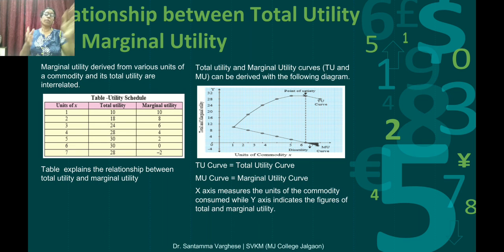Now if you take this separately also, see the total utility, keep it aside and take the units of x: 1, 2, 3, 4, 5, 6, and take the marginal utility: 10, 8, 6, 4, 2, 0, minus 2. Take these 2 parts, then you will see that with the more and more use of one thing, what will happen? The utility diminishes. We know this. Anything which is more, the utility diminishes.